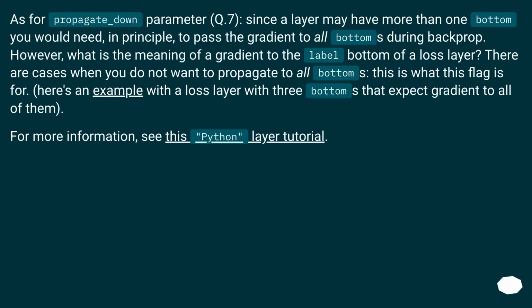As for the propagate_down parameter, Q.7, since a layer may have more than one bottom you would need, in principle, to pass the gradient to all bottoms during backprop. However, what is the meaning of a gradient to the label bottom of a loss layer? There are cases when you do not want to propagate to all bottoms, this is what this flag is for. Here's an example with a loss layer with 3 bottoms that expect gradient to all of them. For more information, see this Python layer tutorial.